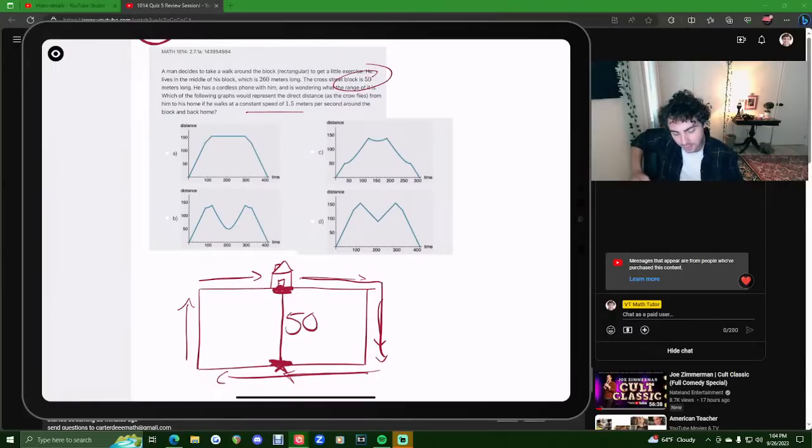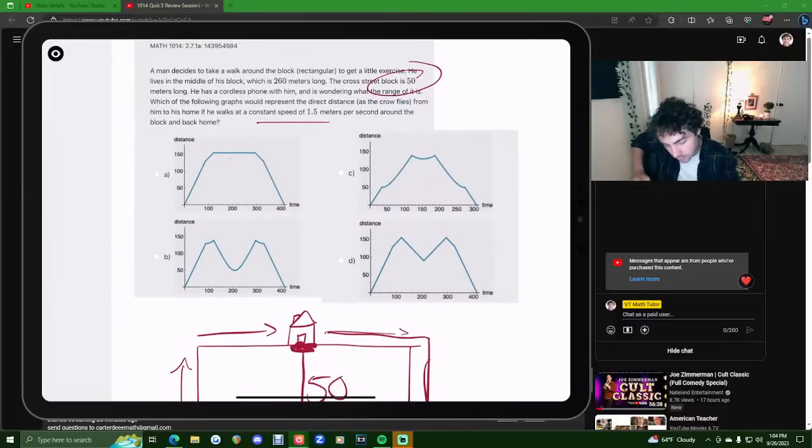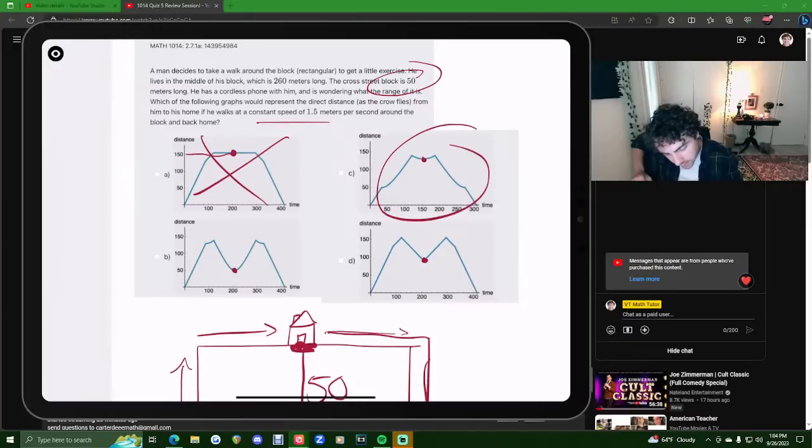So what I'm saying is, look at the middle of each of these graphs here. And which middle has a distance of 50? Graph 1, or graph A, has a distance of like 150. Graph C here, maybe like 125. Graph D, maybe like 80. But graph B, spot on for 50.